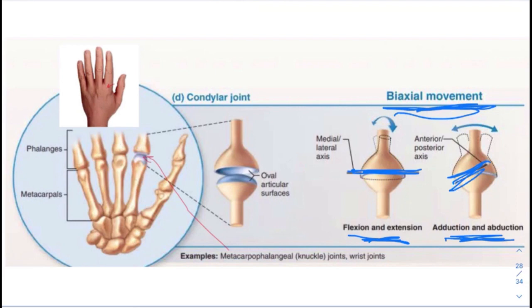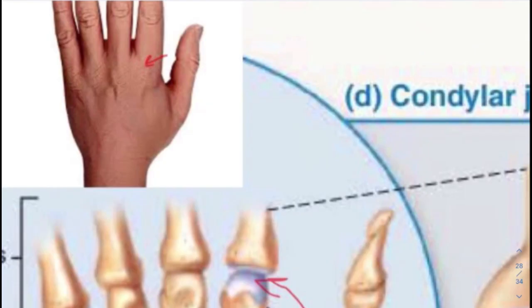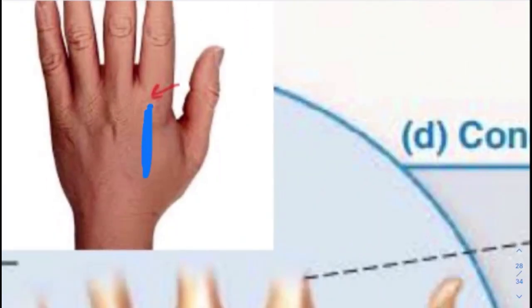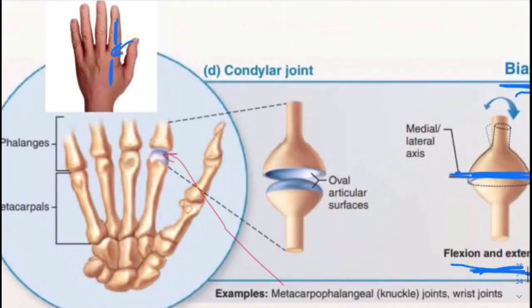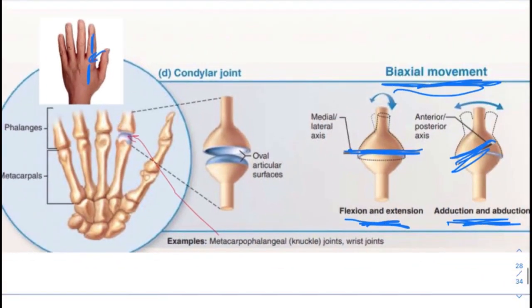Okay, and then an example of a condylar joint is the metacarpophalangeal joint or the knuckle joint. So here would be your metacarpals, and then here would be your phalanges. So we call this joint here the metacarpophalangeal joint. It is an example of a condylar joint, and then the movements allowed again are flexion, extension, adduction, and abduction.